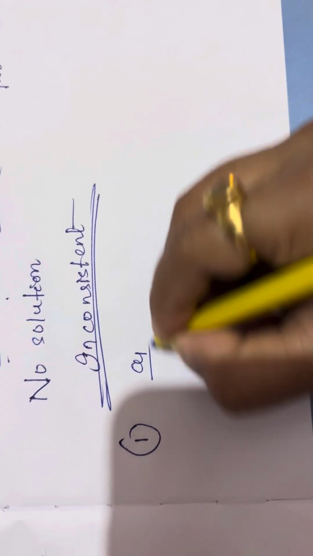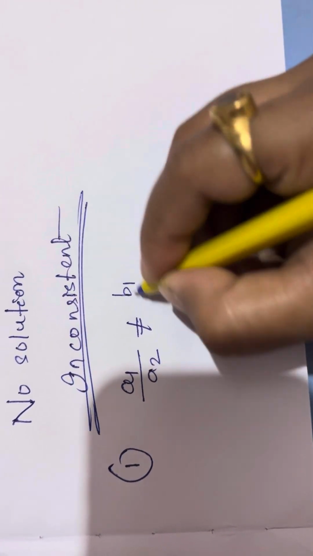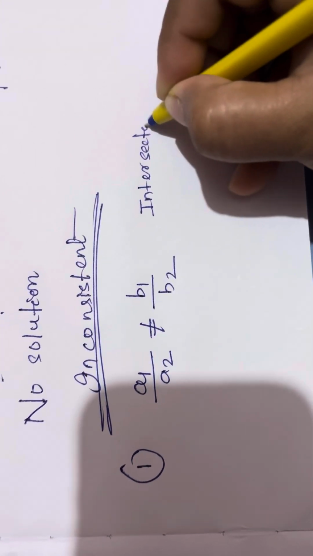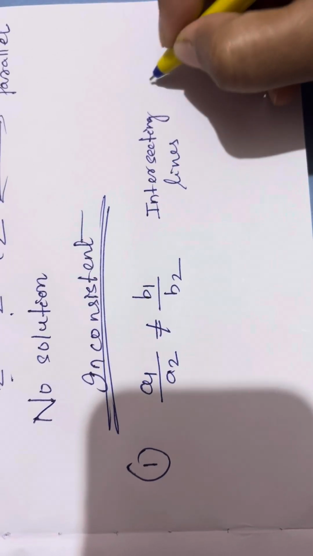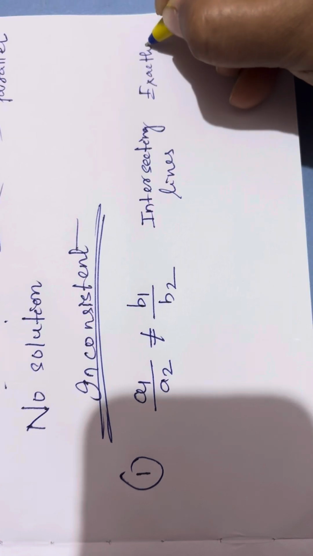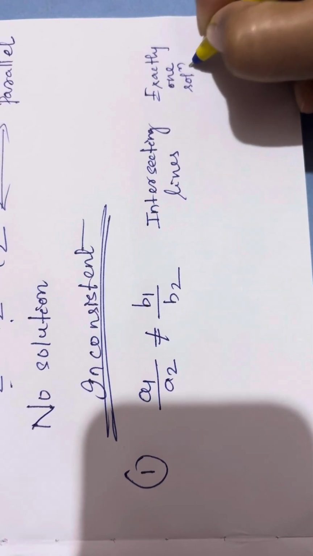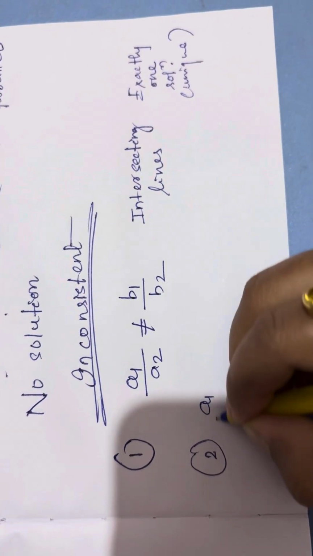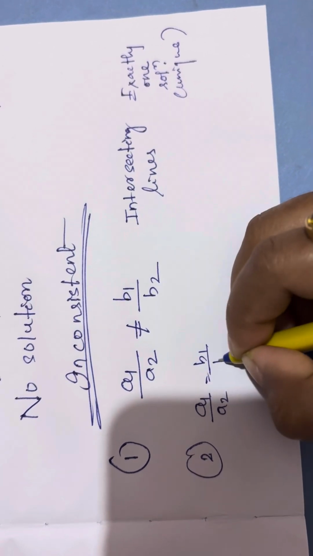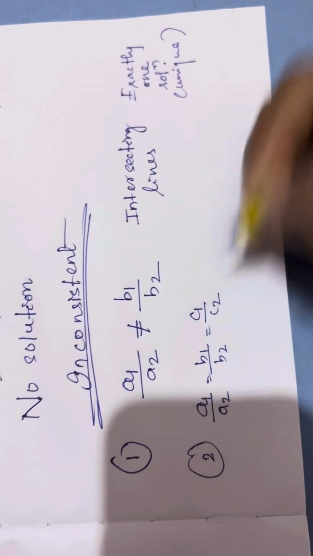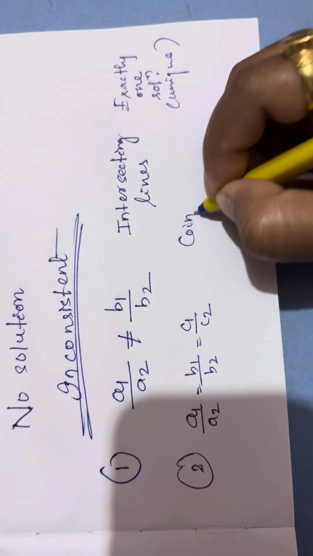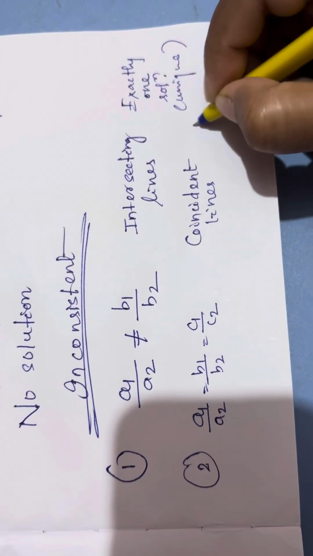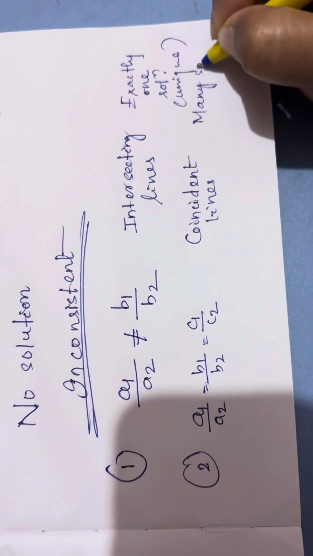First condition, a1/a2 not equal to b1/b2, then the lines will be intersecting lines, and exactly one solution, that is, a unique solution. Second case, a1/a2 = b1/b2 = c1/c2. That means the lines will coincide with each other. So coincident lines. How many solutions? Infinitely many solutions.